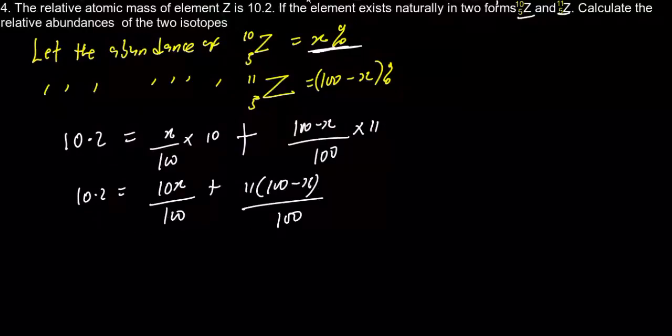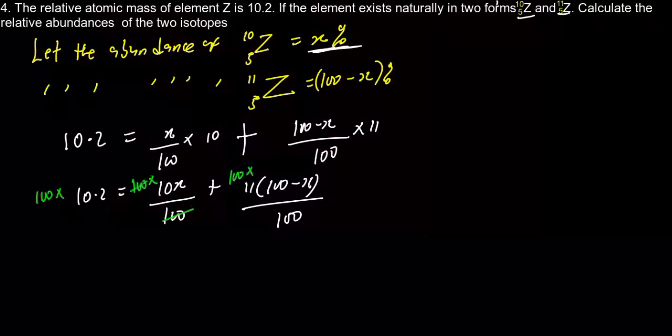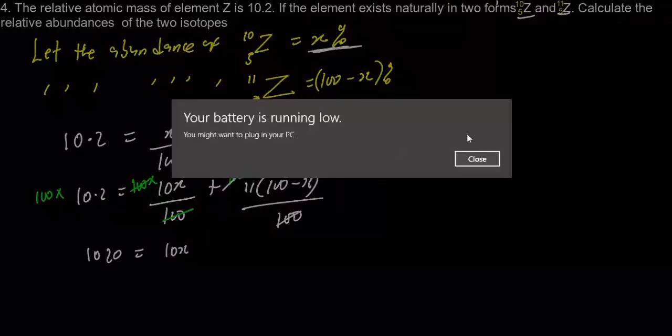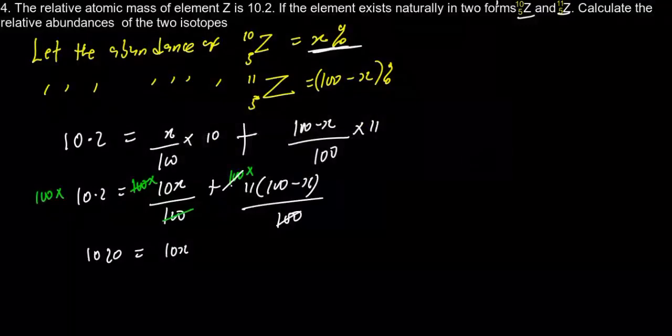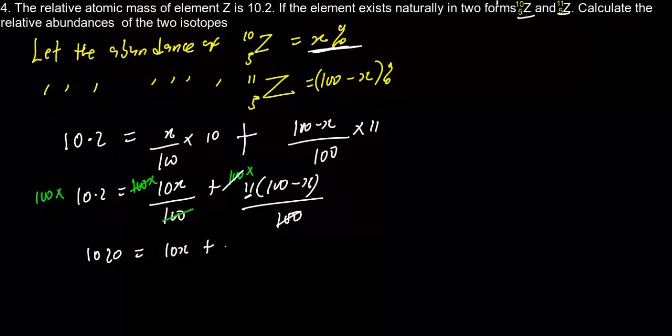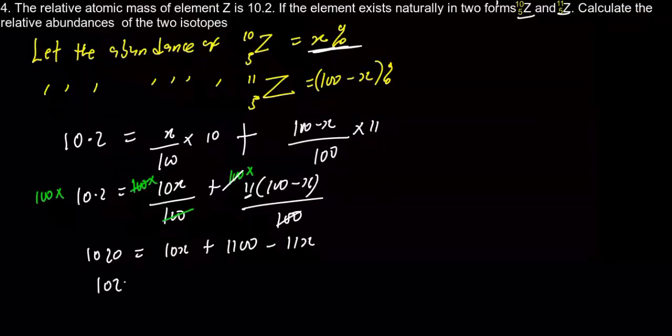For me to cancel out this 100, I'll multiply through by 100. So observe, if I multiply through by 100, this will take care of this. So I'll be having 1020 equal 10x. Also, this cancels this. So I have 10x plus, check it out, if I use this 11 to open up the bracket, I'll be having 1100 minus 11x. So what will this one give me? 1020.